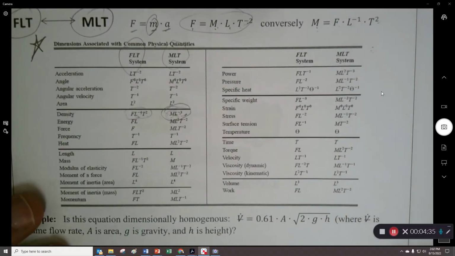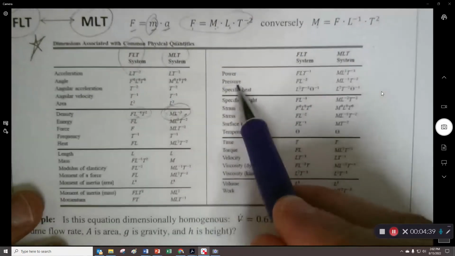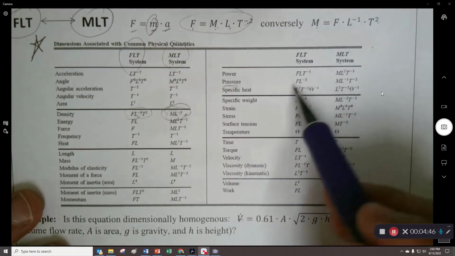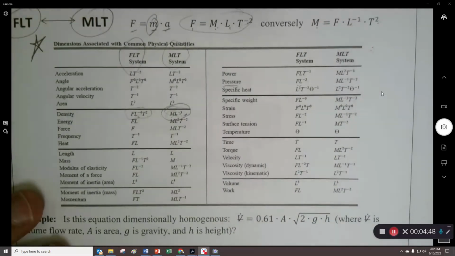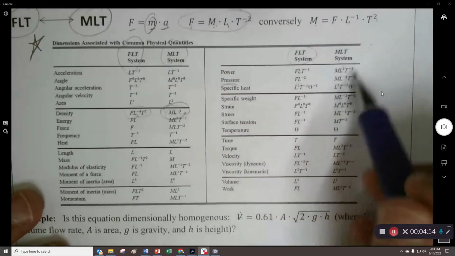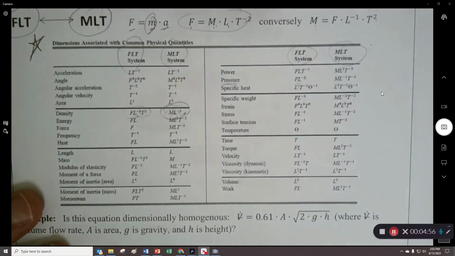Let's take another look at another one. We got pressure, right? Pressure would be a good one. That's force per unit area, so force times length to the -2, right? Area is going to be length squared, but it's on the denominator, so it becomes L minus 2. All right, easy in the FLT system, not so easy in the MLT system, right?